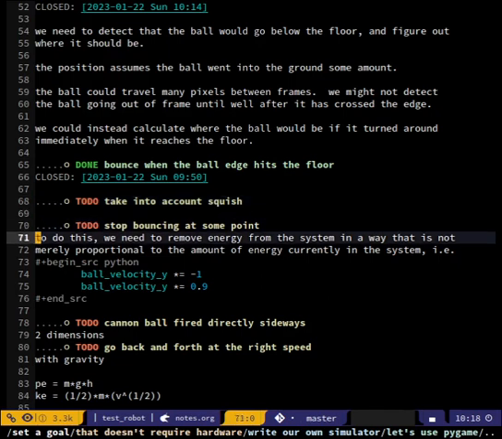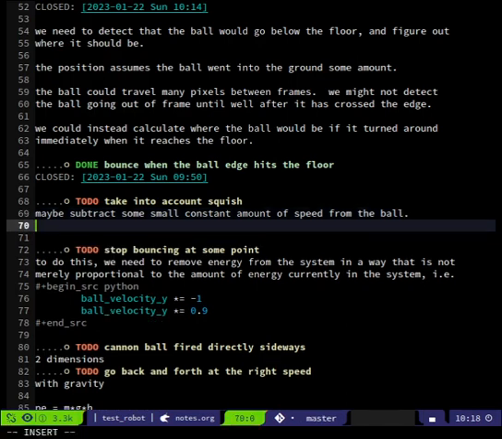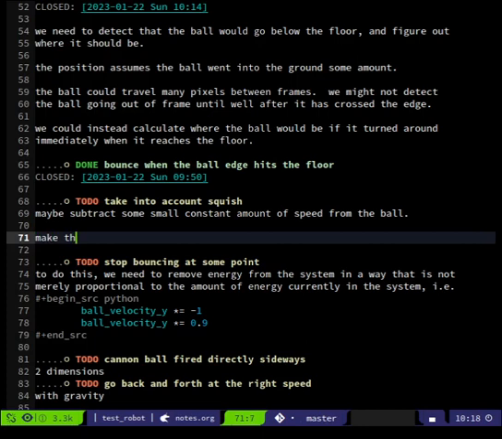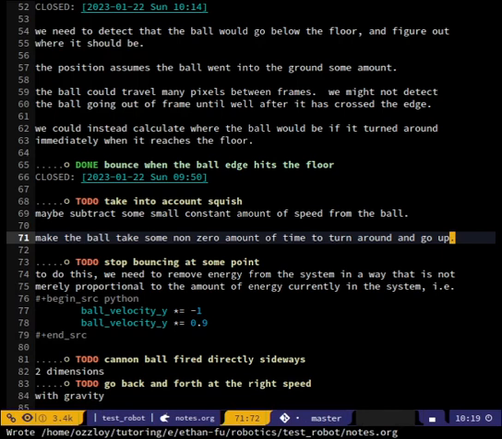How else? In order to stop, maybe we would subtract some small constant amount of speed from the ball. And then we would also need to make the ball slow, I don't know, take some non-zero amount of time to turn around and go up. I think that would make it look more like a normal bounce.